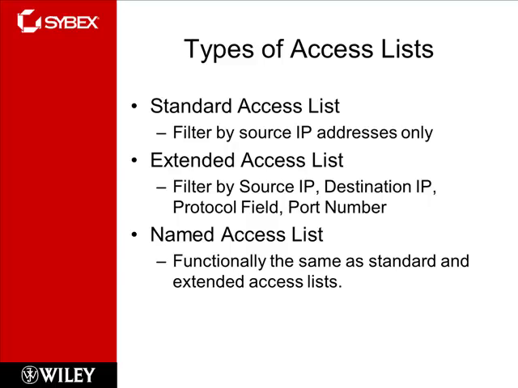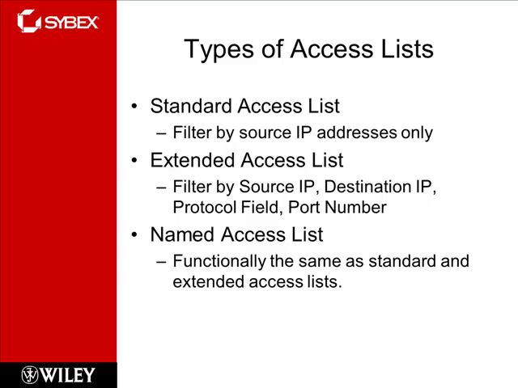To me, it's a lot easier to write. Destination IP 10.60.66.253 equal 80. The protocol field TCP would have to have TCP in front of this. Protocol field TCP, port number 80. That would then allow everybody to get to the web server that was running on that device.